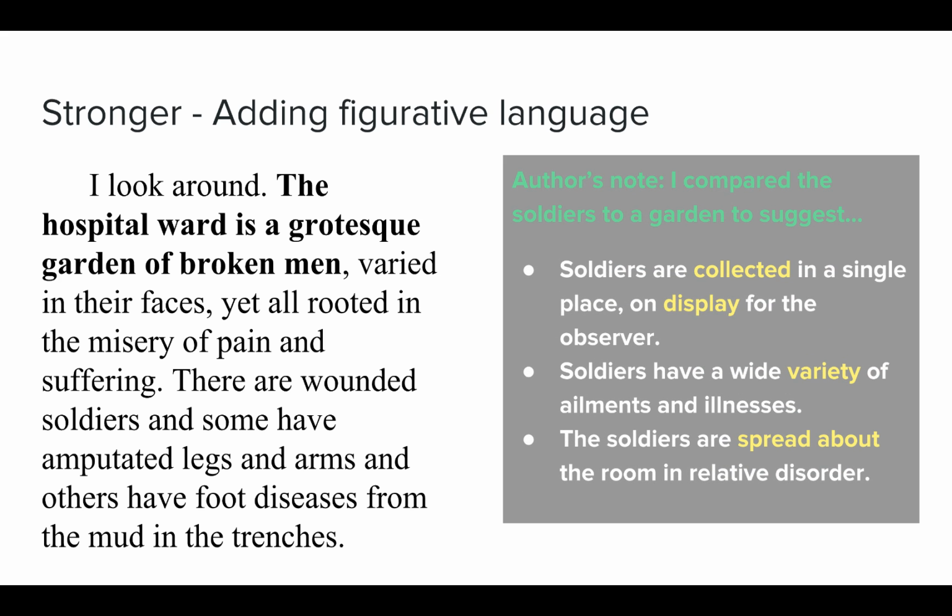I made this comparison to suggest complex things. Perhaps that the soldiers are collected, like plants in a garden, in a single place and on display for the observer. The same way that a garden has a variety of plants, I thought that this hospital has a variety of soldiers with a wide variety of ailments and illnesses. And the same way that a garden grows a little bit wildly and isn't in perfect organization, I compared it to a garden to suggest that the soldiers are spread about the room in relative disorder. Again, using figurative language conveys a more complex picture than a simple description.